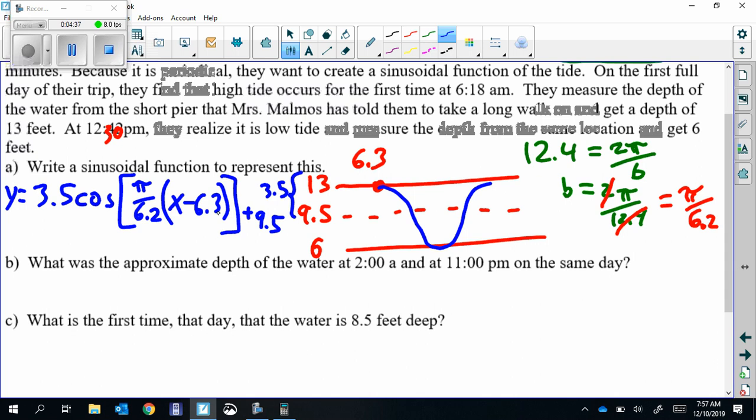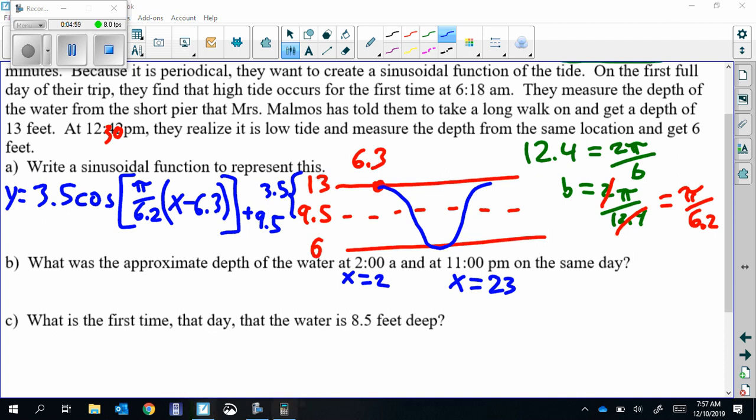So we're going to type that into our calculator and get the approximate depth at 2 a.m. and 11 p.m. 2 a.m. is going to be x equals 2. 11 p.m., you got to think about this kind of like military time. It's going to be 12 plus 11. X equals 23. So those are going to be our two values we plug in to get the height.